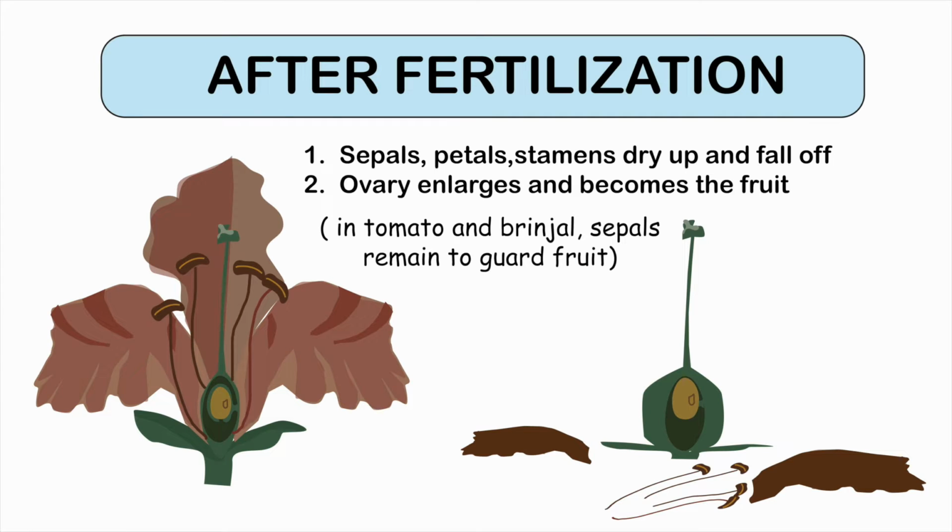What happens after fertilization? The sepals, petals, and stamens of most flowers wither and fall away. However, in certain fruits like brinjal, tomato, apple, and guava, the sepals remain to guard and support the fruit. Therefore, the fruit is nothing but the ripened ovary. And what is the function of the fruit? It contains the seed, and it protects the seed.